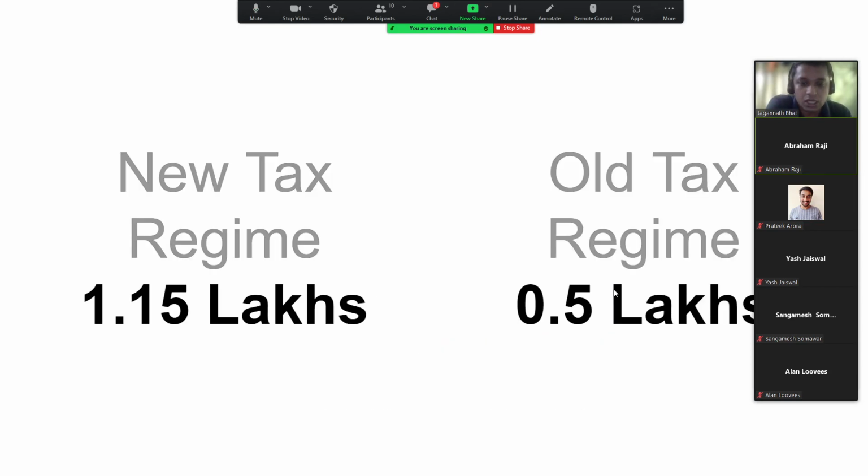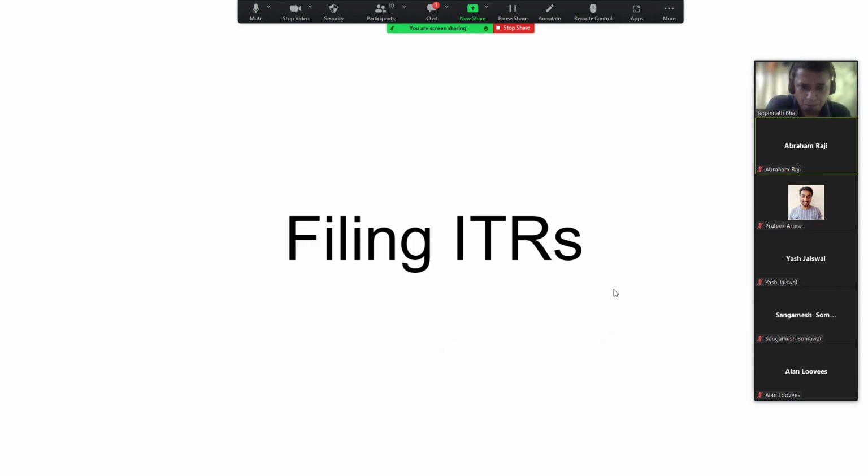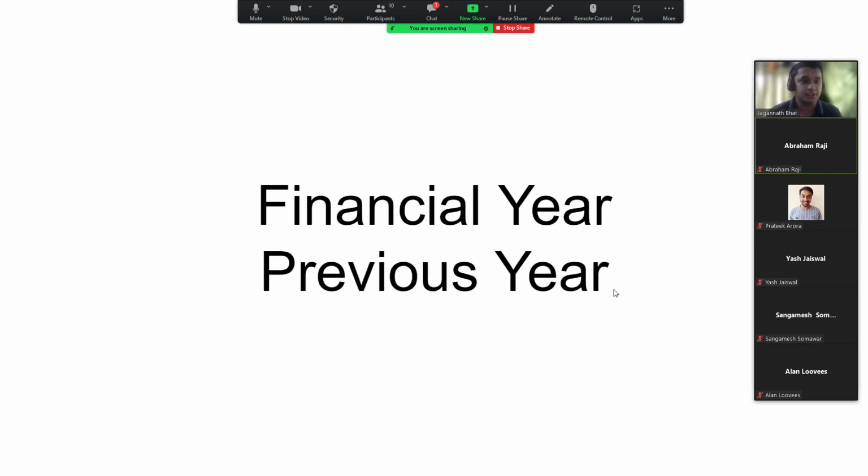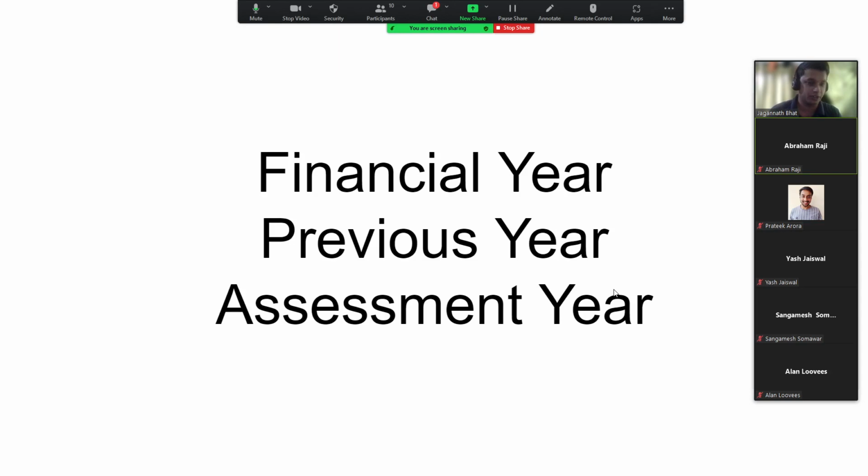So yeah, let's move on to the next topic, which is filing ITRs. Now, before we look at how to file ITRs, we need to know certain three concepts actually. One is what is a financial year, what is a previous year, and what is an assessment year. These three things can be very confusing. So you need to be careful whenever you're making a calculation or when you're filing your ITR, you need to make sure which of these years is mentioned.